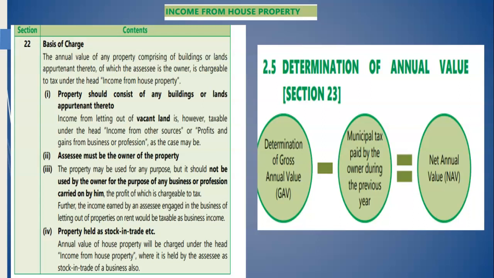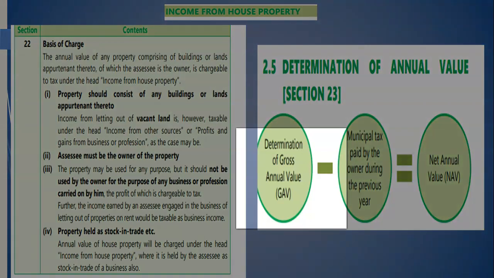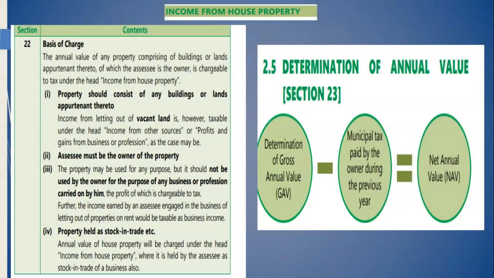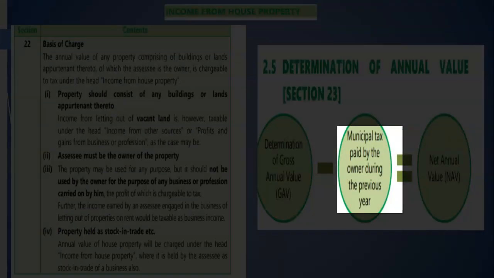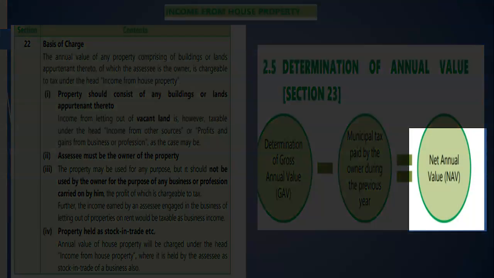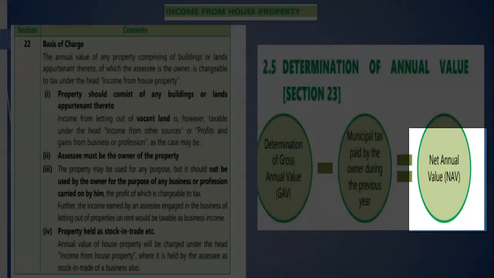Let us look at the steps to calculate the income from house property. The first step is calculation of GAV, that is gross annual value. The second step is to reduce the municipal tax paid during the year by the owner only, and that is also called property tax. The third step is we arrive at the calculation of net annual value.